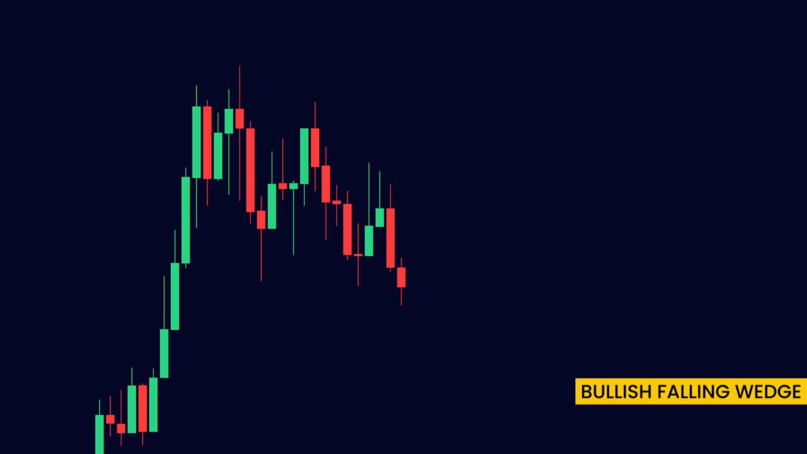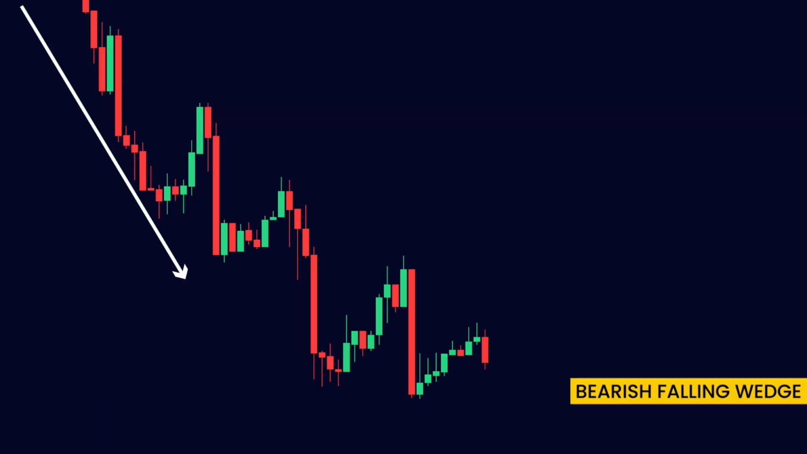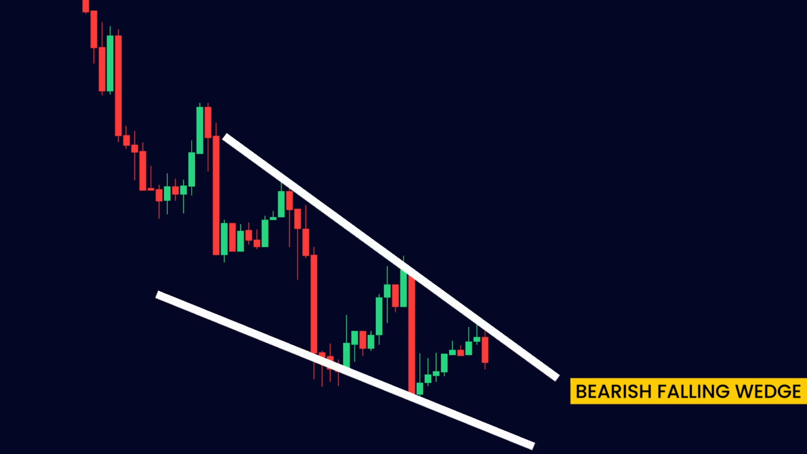A bullish falling wedge begins with an uptrend followed by the pattern. A bearish falling wedge kicks off with a downtrend, followed by the wedge forming.